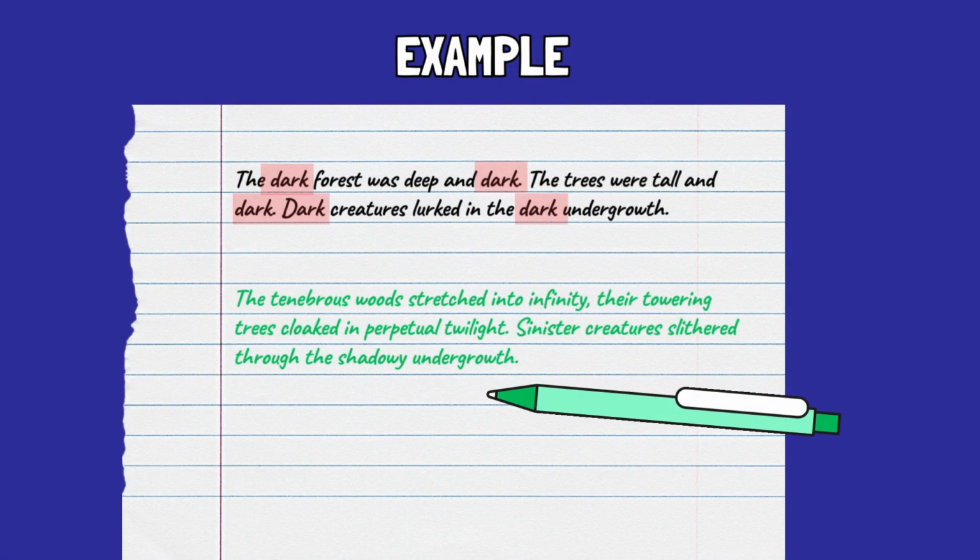While dark effectively sets a mood, its overuse is jarring. By introducing synonyms like tenebrous and perpetual and varying sentence structure, the passage becomes more dynamic and engaging. Additionally, the specific detail of creatures slithered replaces the generic lurked, adding a layer of sensory imagery. Remember, variety is the spice of good writing.